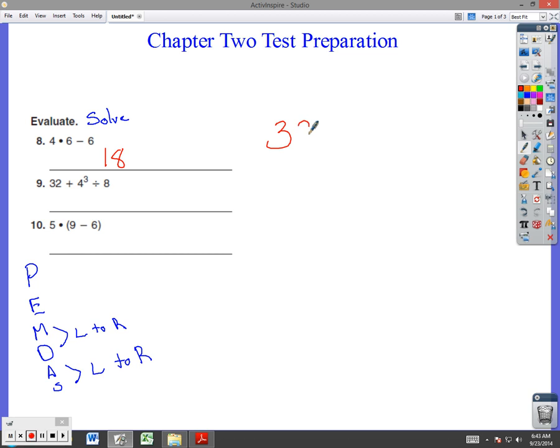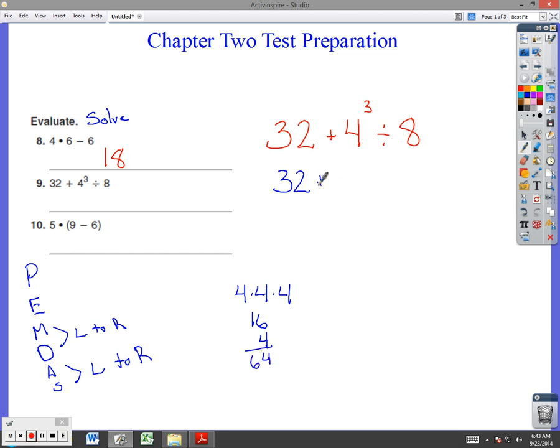Next one, we have 32 plus 4 to the third power divided by 8. Here's where sometimes we get off. Again, going to my PEMDAS over here, no parentheses, but I do have exponents. 4 to the third, it's just a fancy way of condensing 4 times 4 times 4. It just shortens that. 4 times 4 is 16. 16 times 4 gives me 64.